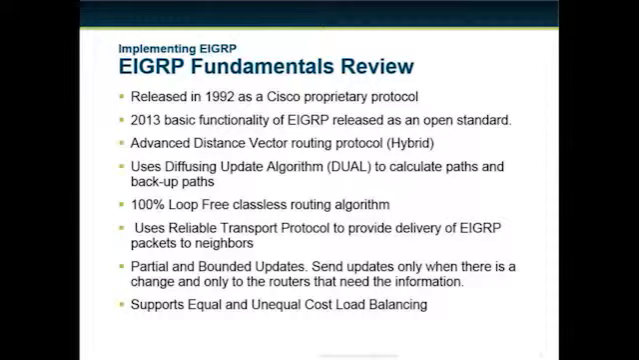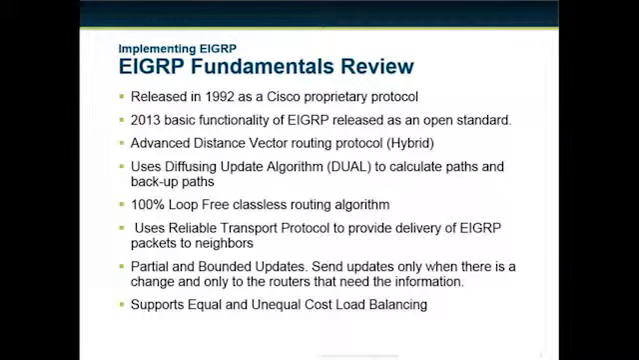EIGRP is an IP-based protocol. It sits on top of IP using protocol number 88. There are no TCP or UDP components to EIGRP. So in order to gain some of the reliability and functionality mechanisms that TCP might deliver for a standard application, EIGRP employs the use of a protocol called the Reliable Transport Protocol, or RTP.